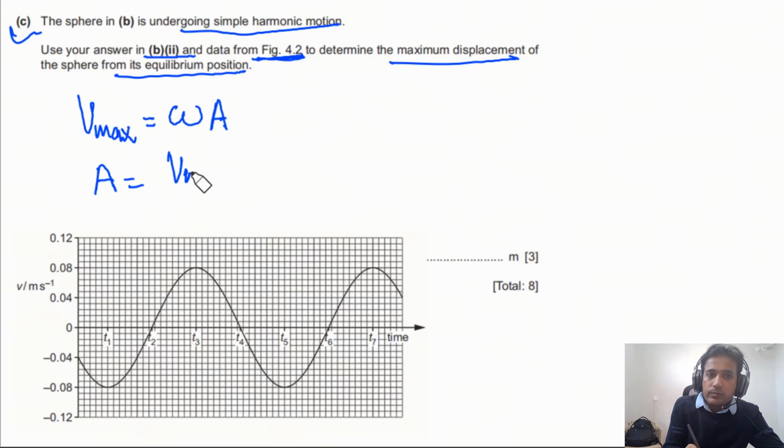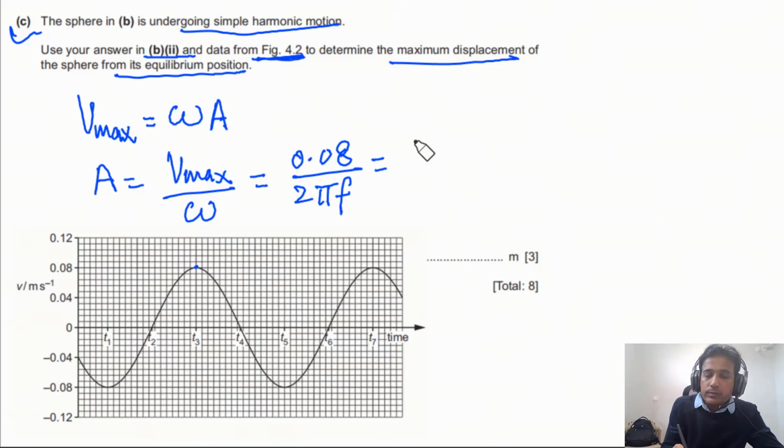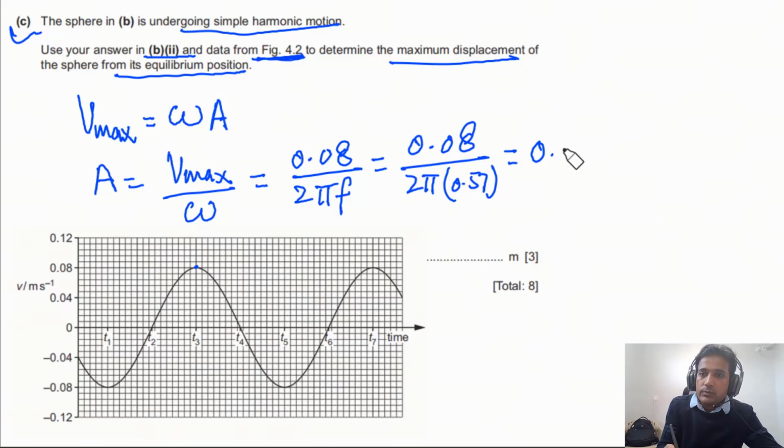So this is simply equal to Vmax divided by omega. And Vmax we can read from here. This is equal to 0.08 and omega is equal to 2 pi f. So we can write down 0.08 and we need to plug in the value of frequency. We have found in the last part that it was 0.57. So the final answer will be 0.0224. So as the data has 2 SF, we can write the final answer up to 0.022. So this is our final answer.